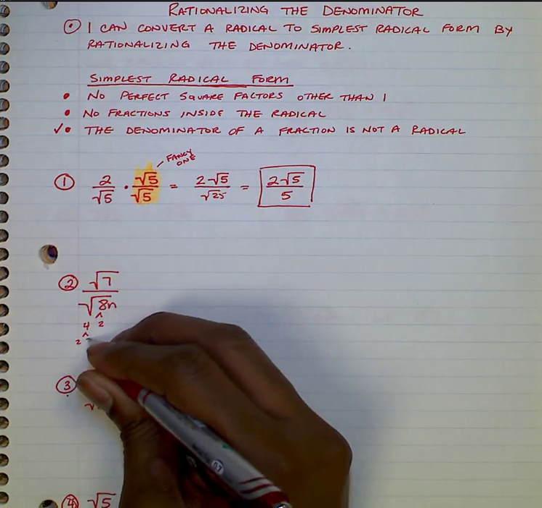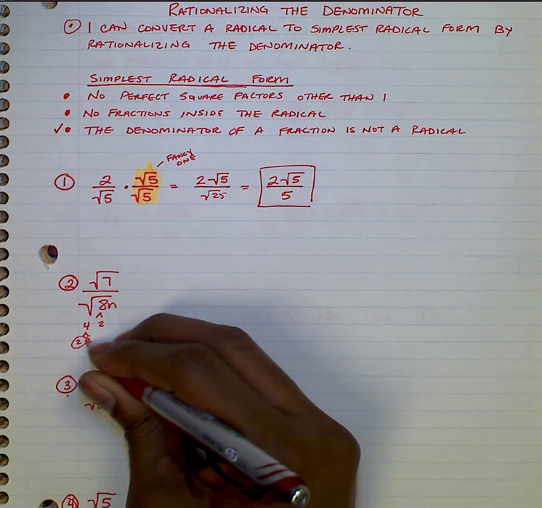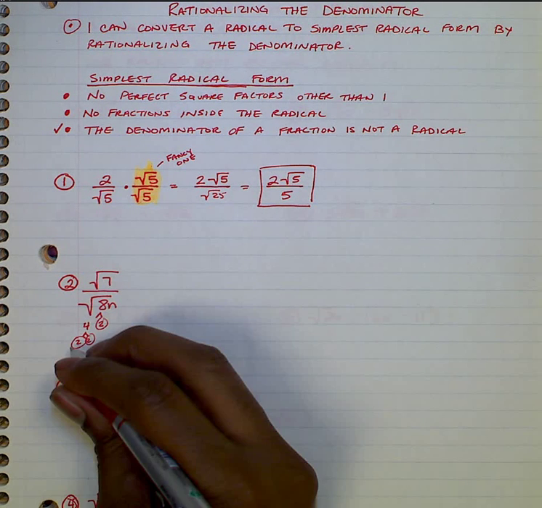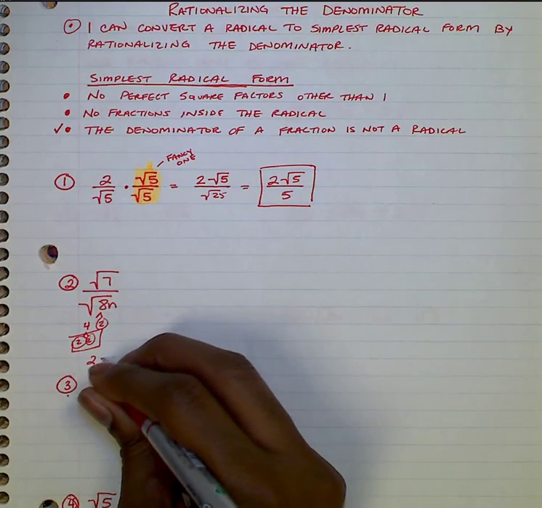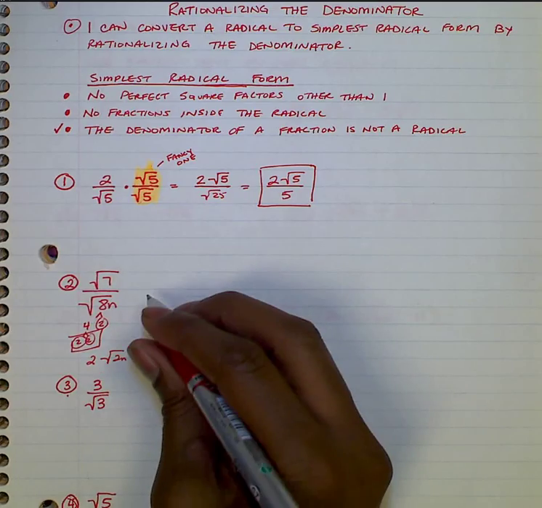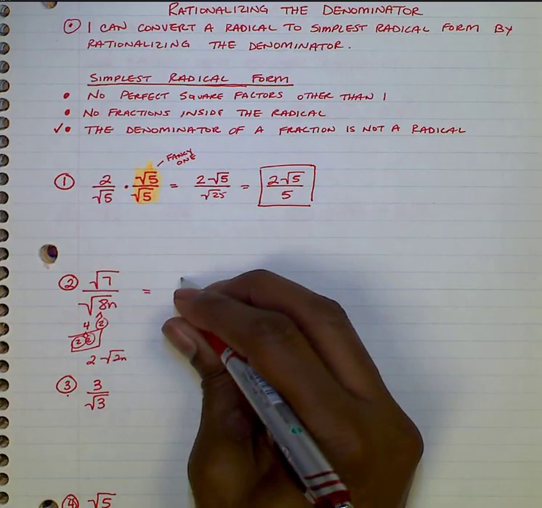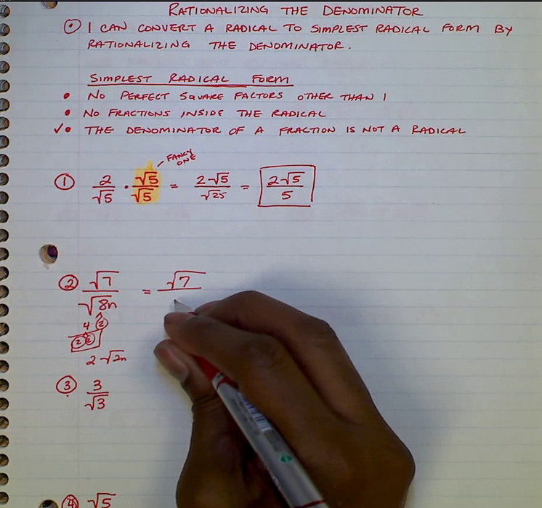2 times 2. I should have probably just done 8n. Anyway, I'm going to simplify it. And I get, in the denominator, 2 radical 2n. Okay. So radical 7 over 2 radical 2n.